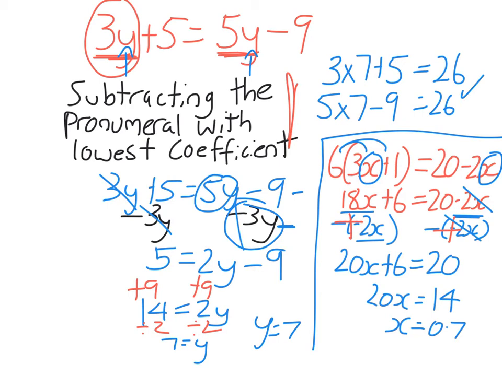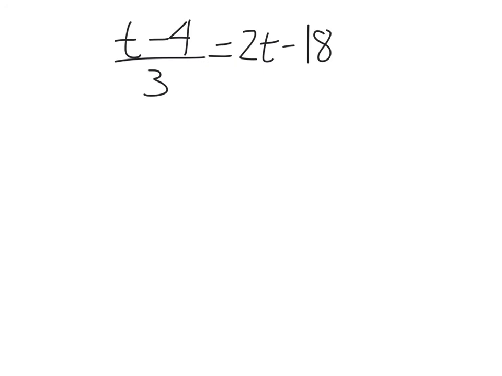Okay, now we're just going to look at how we would do it if we had a fraction on one side and pronumerals on both sides. So let's say I have an equation like this. If you have pronumeral, in this case t, on both sides, but a fraction, what I'm going to do first is times each side by 3 to get rid of the fraction. Then I'm going to use the rule of subtracting the pronumeral with the lowest coefficient.